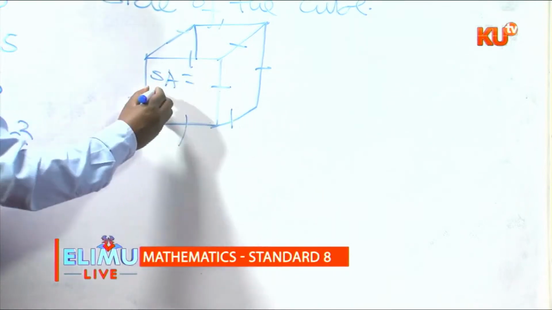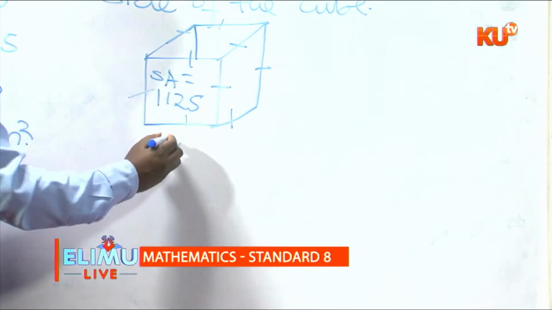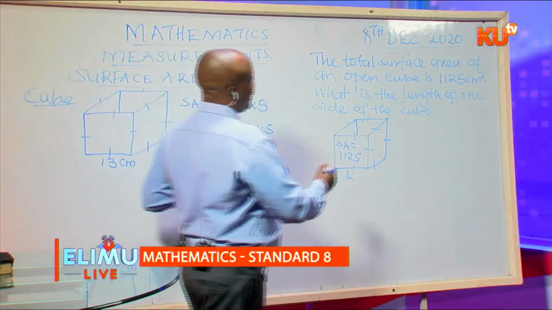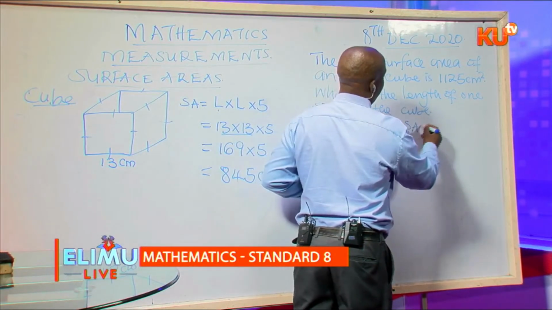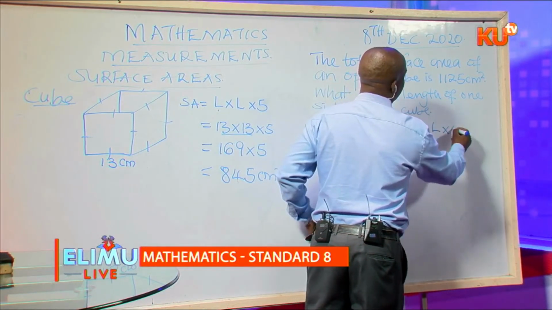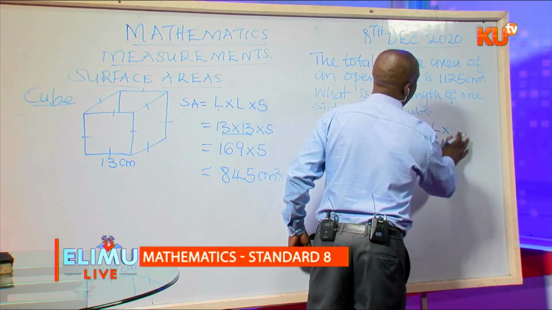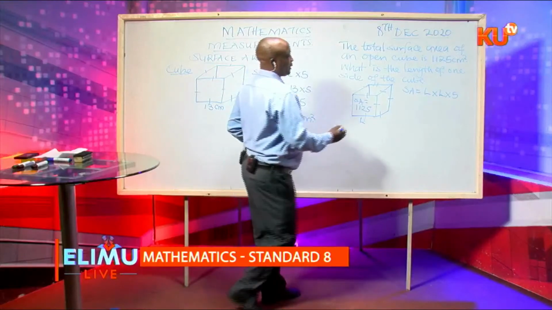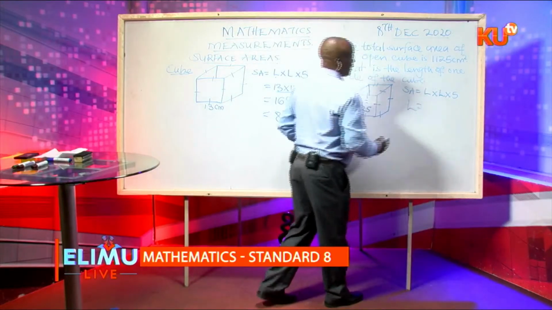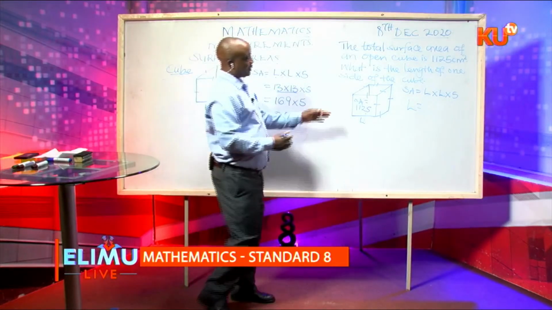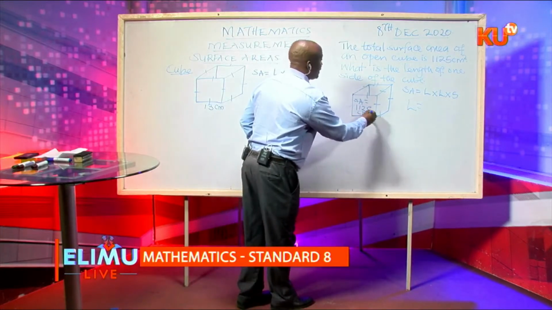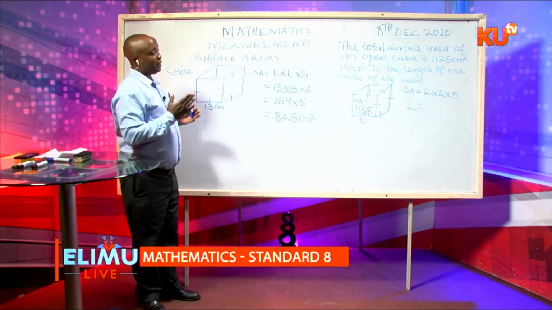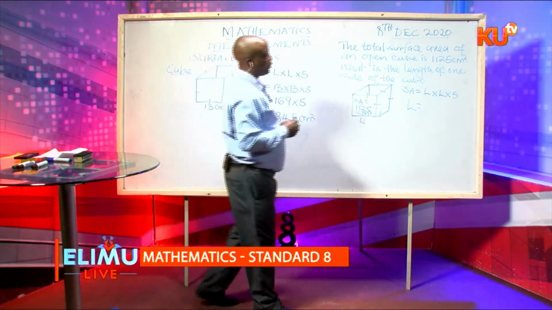Then we have the surface area is 1125, and we are getting the length. What is the length? What we have said is, to get the total surface area is length multiplied by the length, then times 5. Remember, the total surface area given here is the area of 5 faces which are all equal.